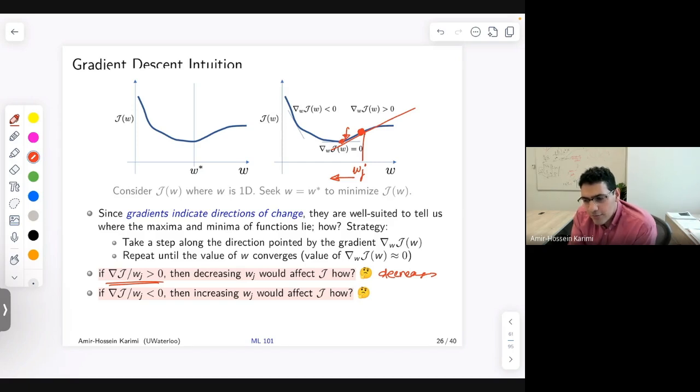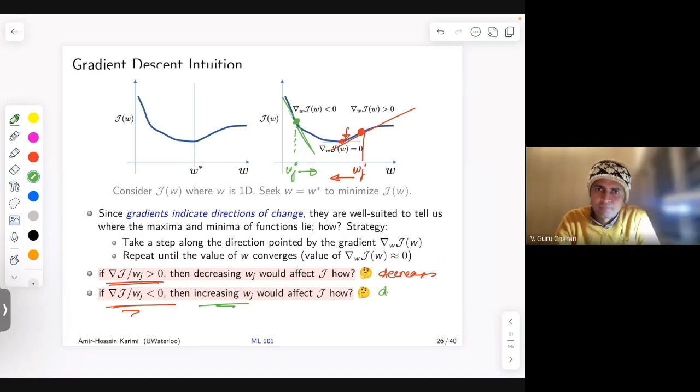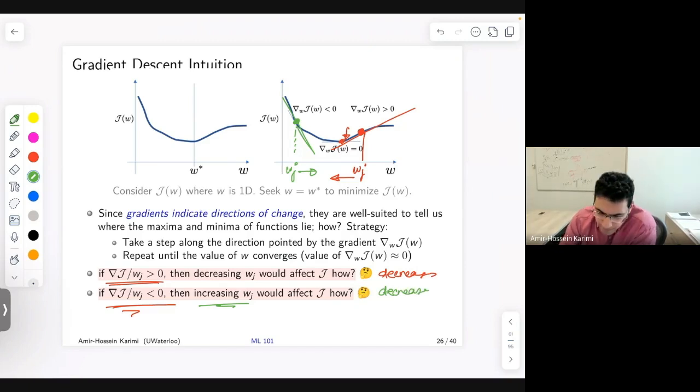Let's look at the converse of this, and then we can take questions if anything's still unclear. Let's say that the value of the gradient is negative. What's an example of that? This point here. This point in green has a negative value of the gradient. Now my question for you is, if I increase the value of Wj, how does the loss change? Still decreases. It once again decreases.